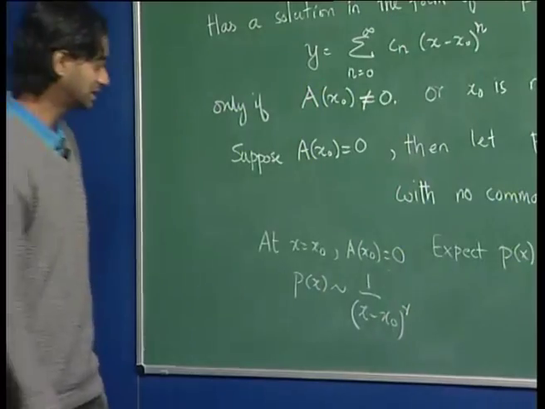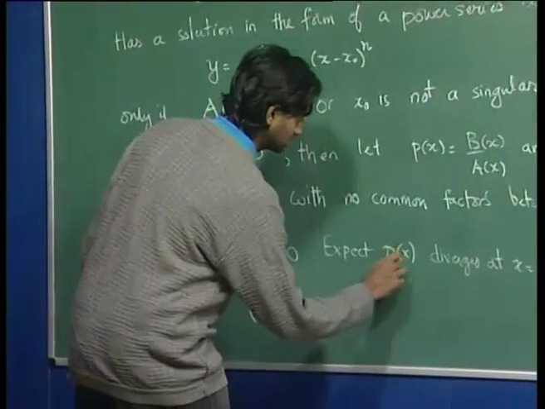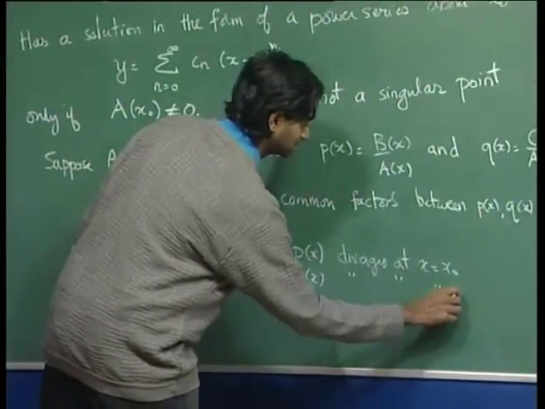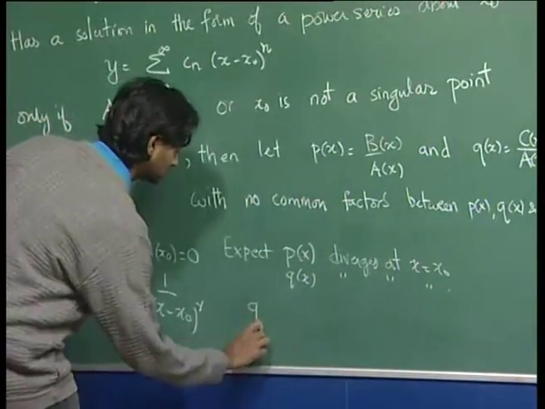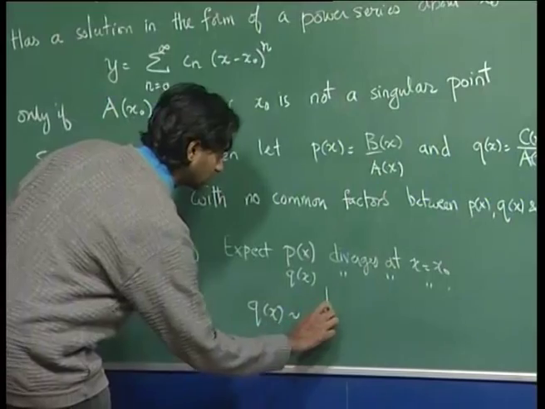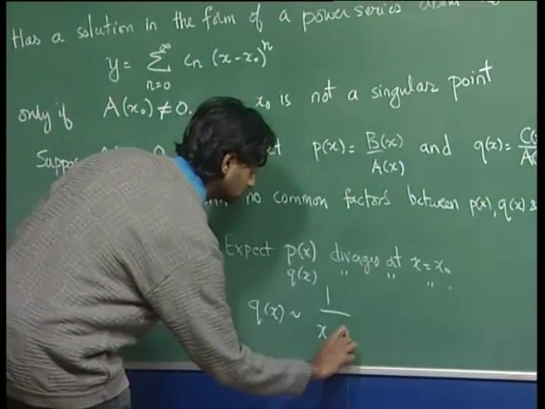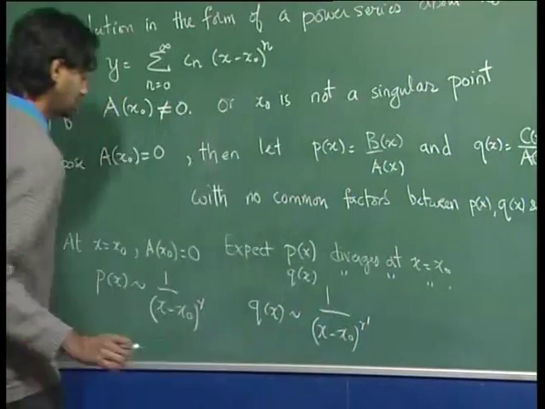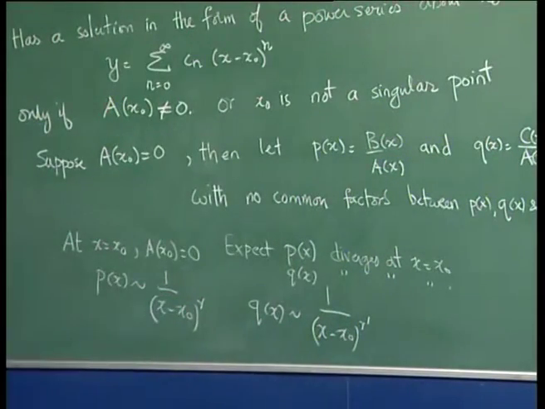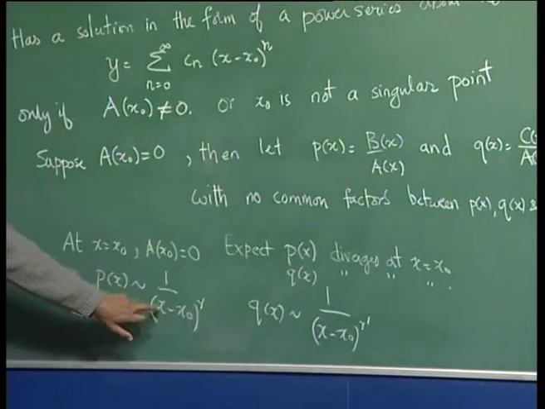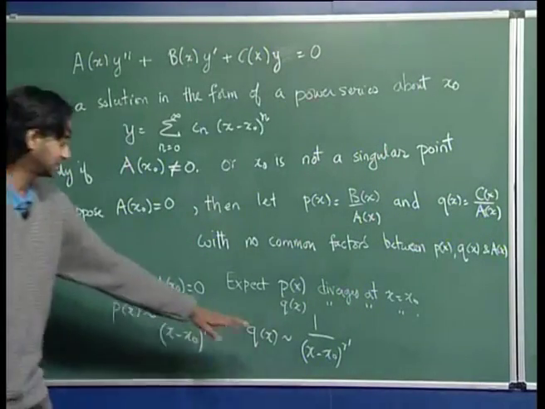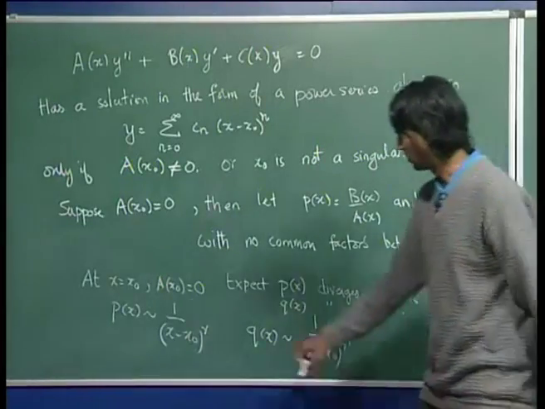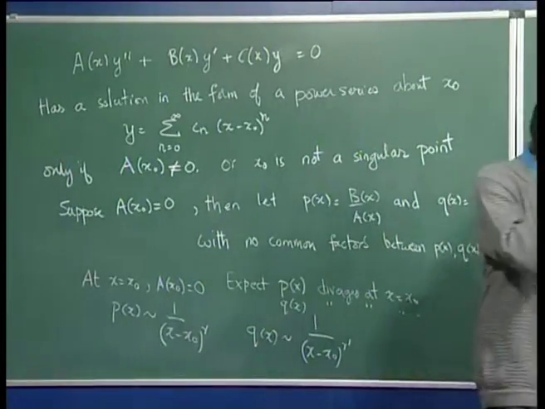Okay. Similarly, q of x diverges at x equal to x 0. So, q of x will go as 1 over x minus x 0 raised to r prime. Okay. So, where r prime is some positive number. So, then when x equal to x 0, p of x goes to infinity, q of x goes to infinity. Okay. If r is a positive number, then it diverges in that form.